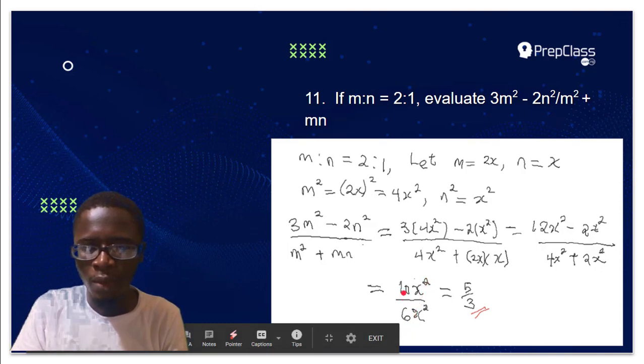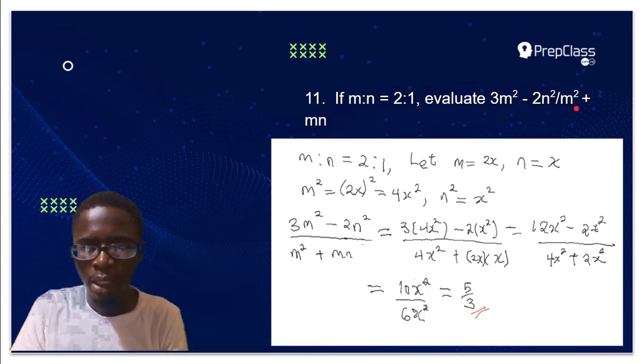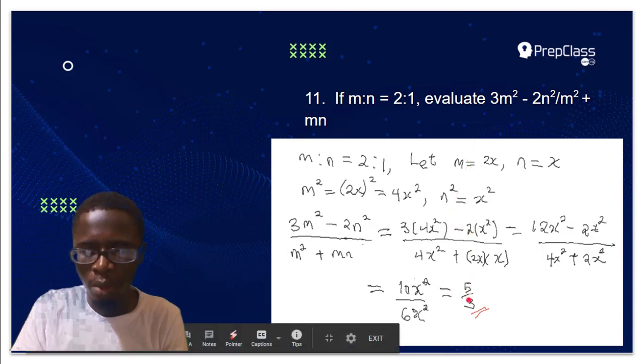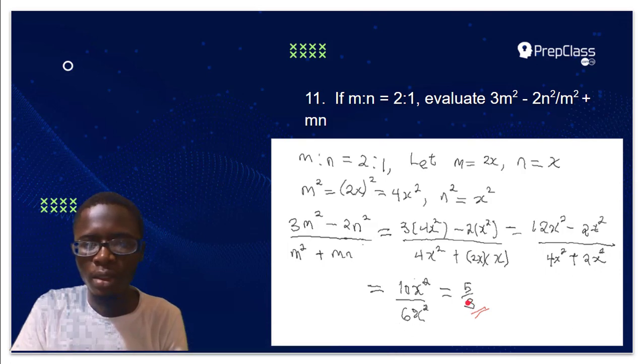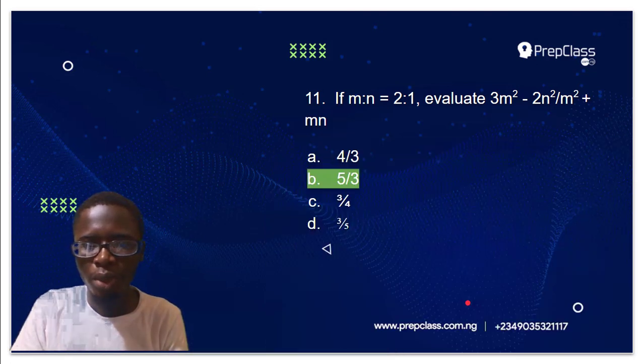So we're left with 10 all over 6, and 2 here is going to give us 5, 2 here is going to give us 3. So the final expression, 3m squared minus 2n squared all divided by m squared plus mn, is going to end up being just equivalent to 5 all over 3. So this is option B. So moving on to the next question.